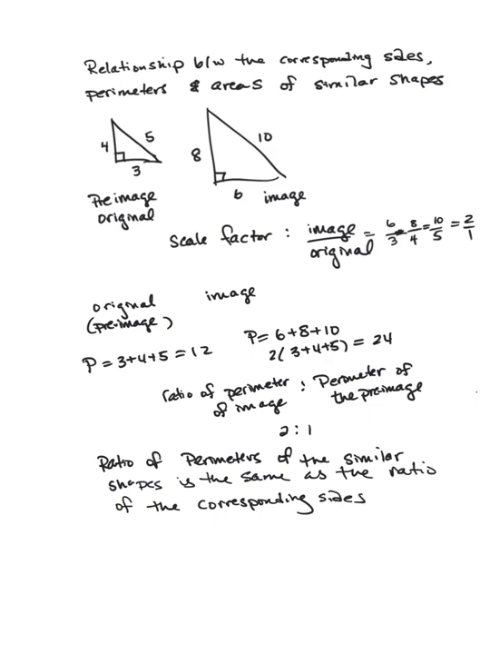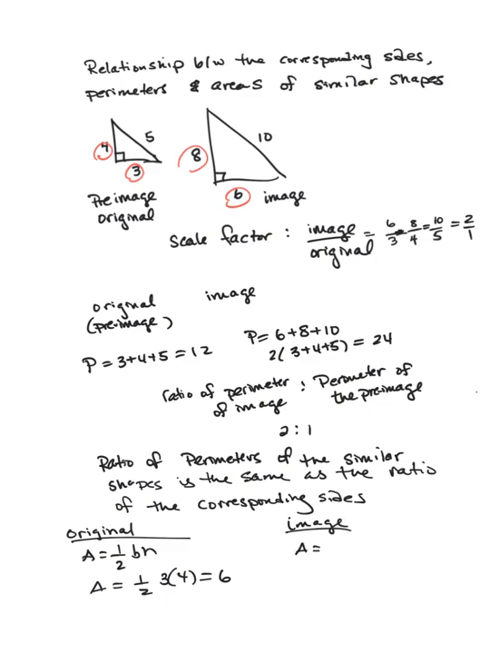Okay, so now let's look at areas. Okay, so you know that area is half base times height, right? So this is my base, this is my height, and vice versa, that's my base and height. So if I look at the area of the original, I get the area is half 3 times 4. That's just going to be 6. And then if we look at the area of the image, we get half 6 times 8.